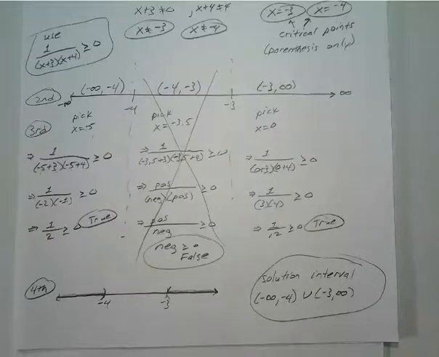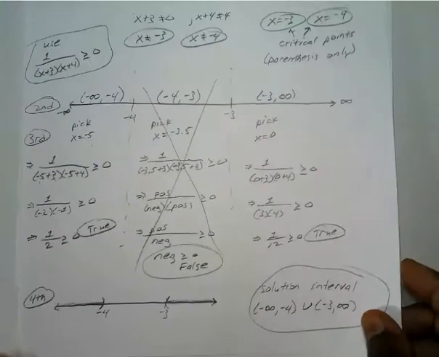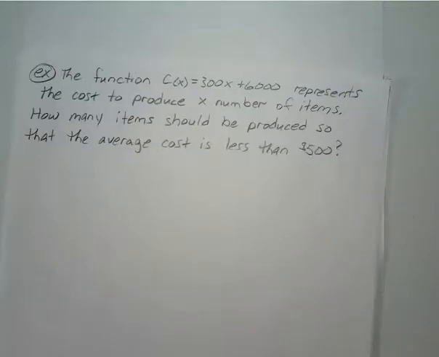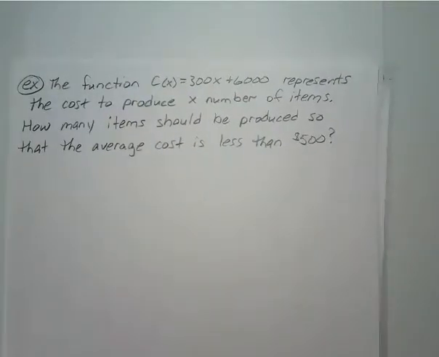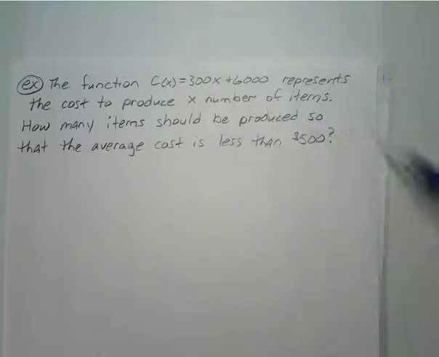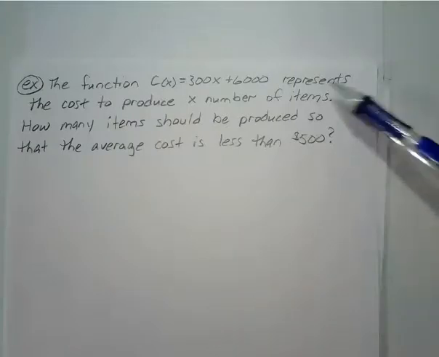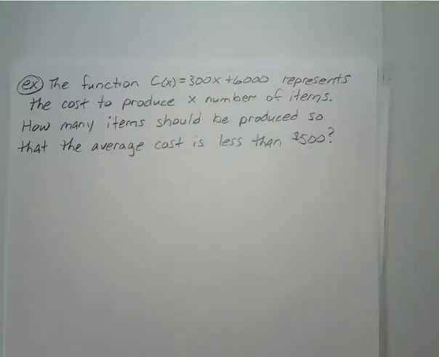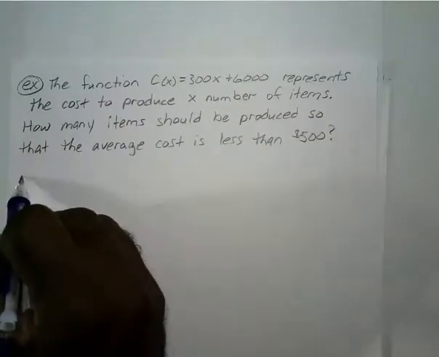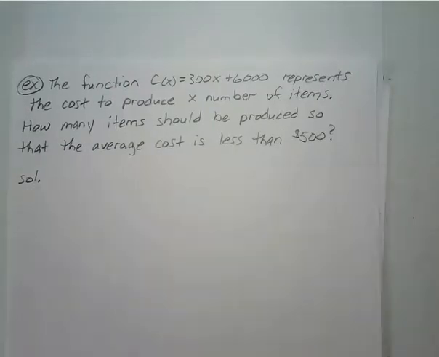Alright, so if you're still writing, feel free to press pause. But we're going to go ahead to our final example, which is a word problem. We have the function c of x is equal to 300x plus 6,000, which represents the cost to produce x number of items. How many items should be produced so that the average cost is less than $500? If you're still writing this down, feel free to pause it, but we're going to go ahead and get started on this one.